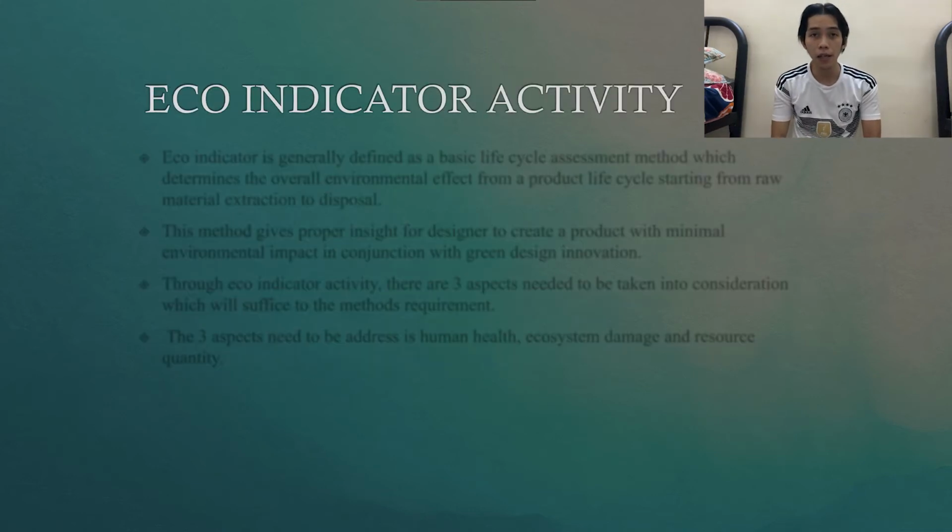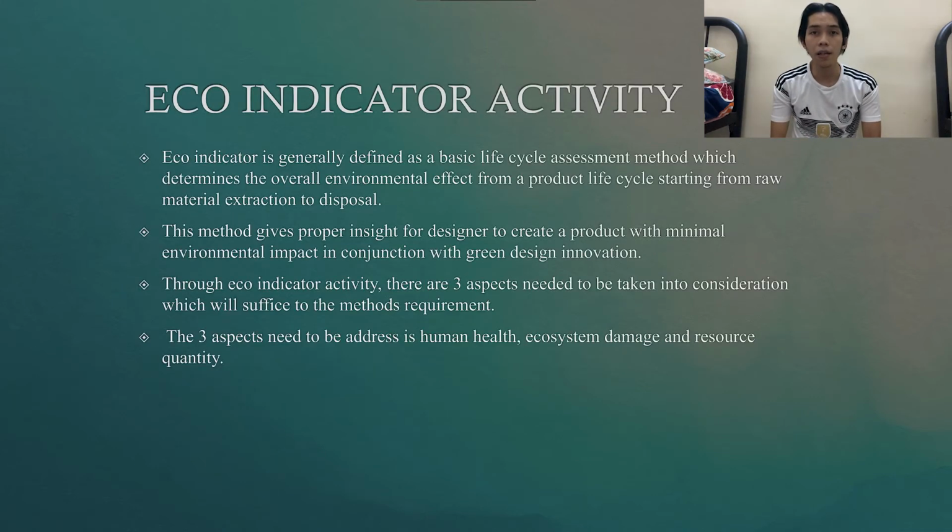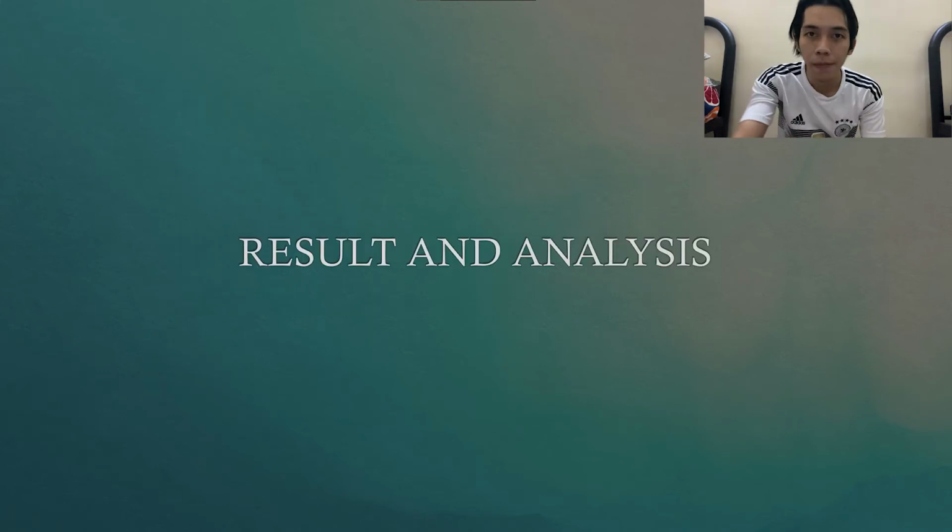Then, eco-indicator activities. Eco-indicator is generally defined as a basic life cycle assessment method which determines the overall environmental effect from a product life cycle starting from raw material extraction to disposal. This method gives proper insight for designers to pick a product with minimal environmental impact in conjunction with a green design innovation. Through eco-indicator activities, there are three aspects that need to be taken into consideration, which will suffice the method requirement, which are human health, ecosystem damage, and resource quantity.